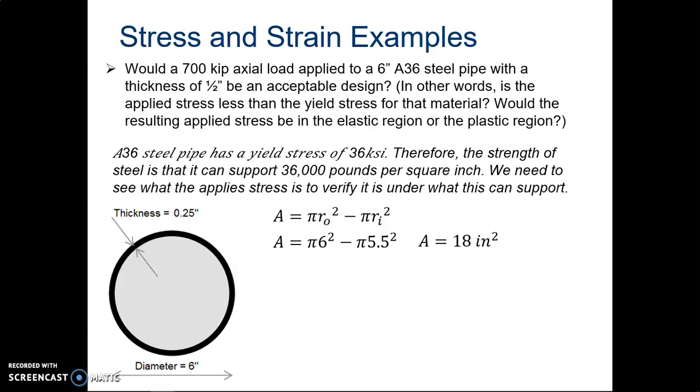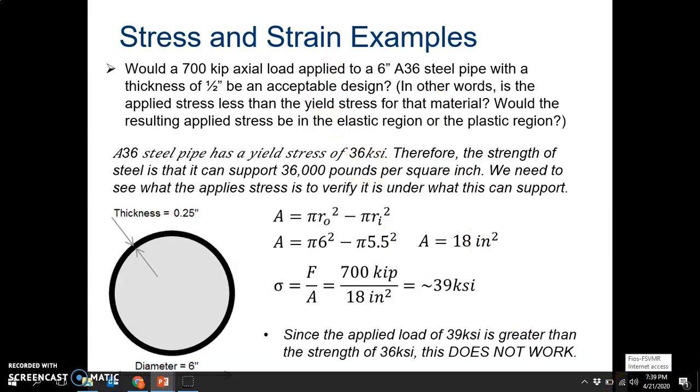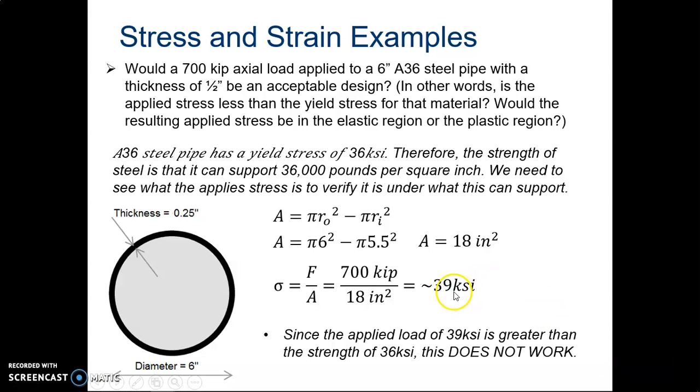So now we know what the area is. Of course, the area is going to be different when I change it up. But once I know what the area is, I'm going to take the total load, 700 kips, divided by the area, gives me my stress. And in this example, this stress is higher than what is permitted, so it does not work. Again, I apologize that I messed that up, but I think you can understand the logic, right? We get the area, we take the applied load divided by the area, and then we're checking that against what the strength of the material is.